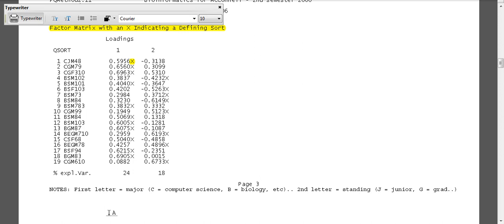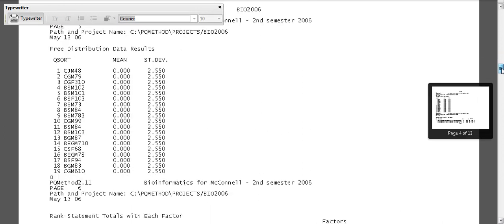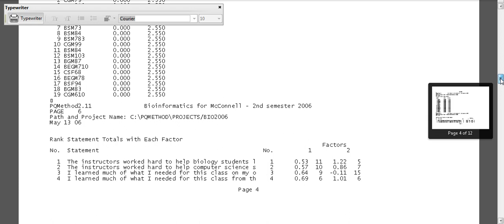So I might want to make note here, right? M equals male, F equals female, and then the other scores there, those are some tests about how comfortable they were with both the concepts of computer science and biology. But like I said, I might make note of that on the list file just as I go through.